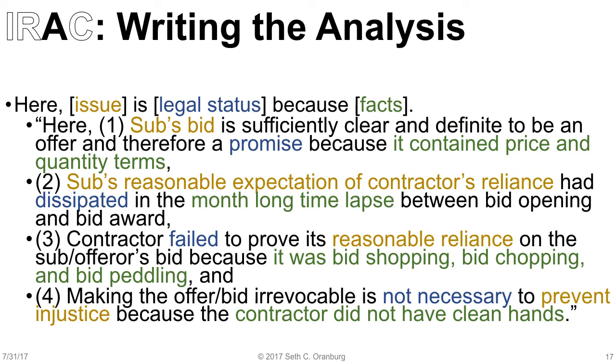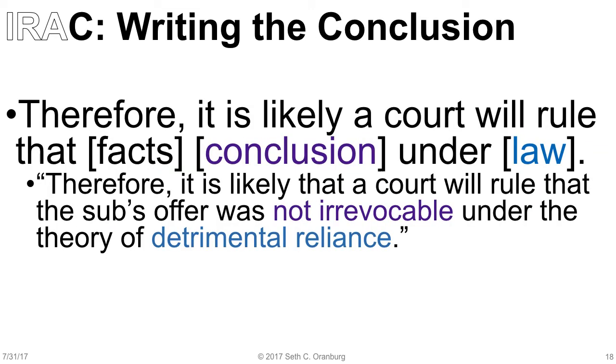And finally, the court will ask itself, is it necessary to prevent injustice? And the reason the court gives in this case, on the facts of this case, is that it is not necessary to prevent injustice. And in addition, the fact that the contractor, the general contractor, was shopping around meant the contractor didn't have clean hands. He's not a good guy. And so we're going to be less inclined to offer this equitable solution to someone who didn't do all the right things. So finally, we conclude.